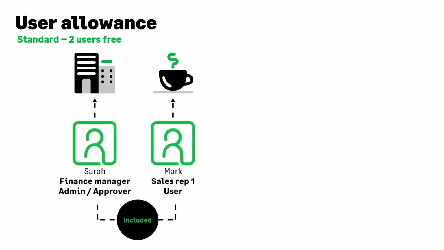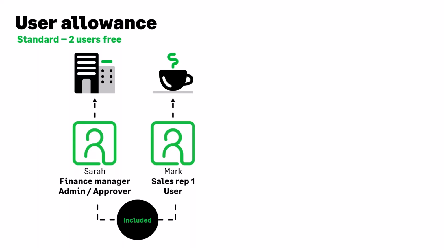If you're on the standard level of Sage Expenses, you're going to get 2 users free. So let's say we have Sarah, who's the finance manager. She's the admin and the approver. And then we have Mark, who's one of the sales reps. So those 2 would be included for free.